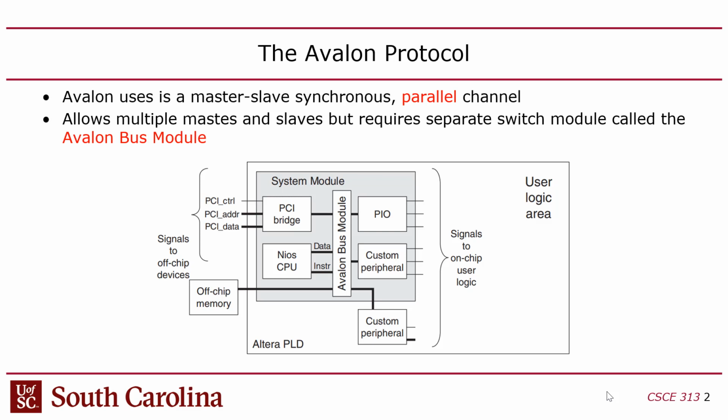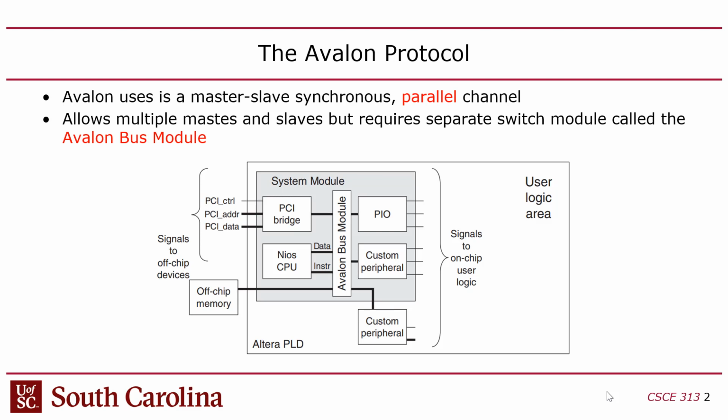And so because it's a parallel bus, it's a higher performance bus than SPI or I2C. It's much faster. And it's designed for basically an on-chip network, network on chip, or a system on chip interconnect.